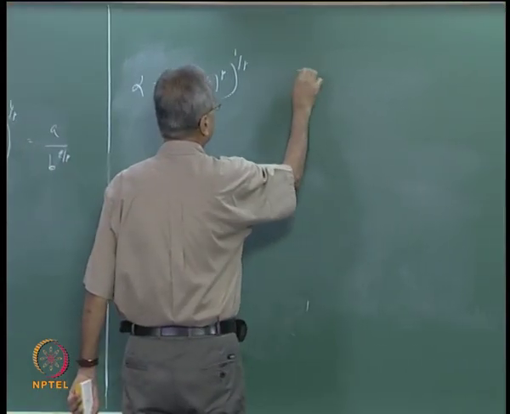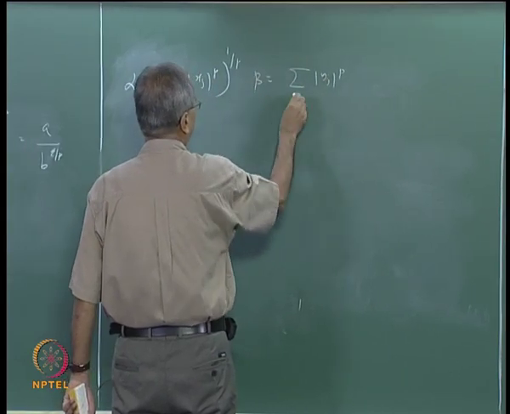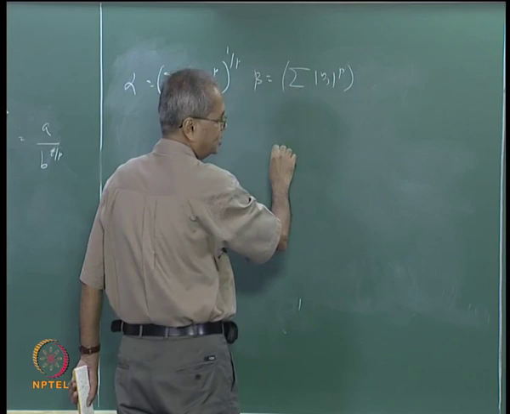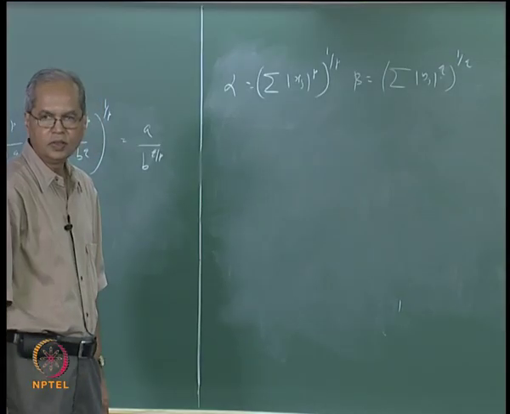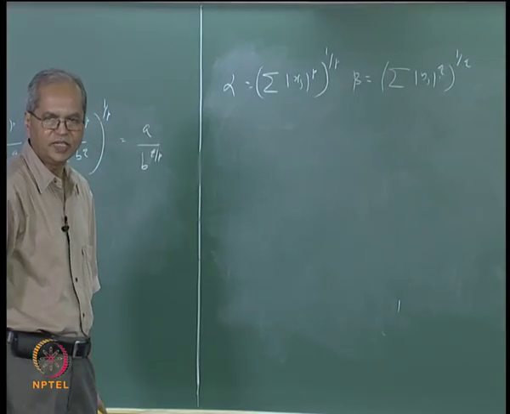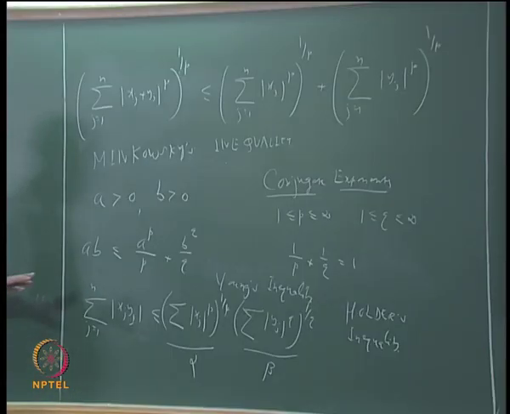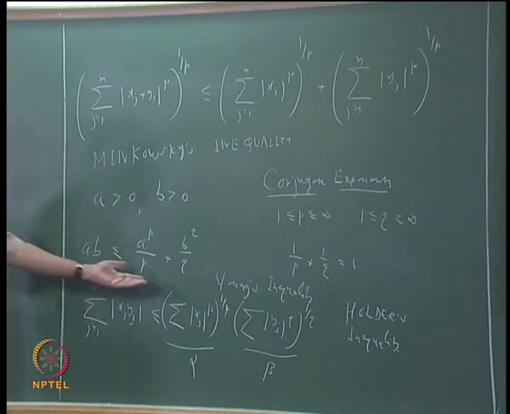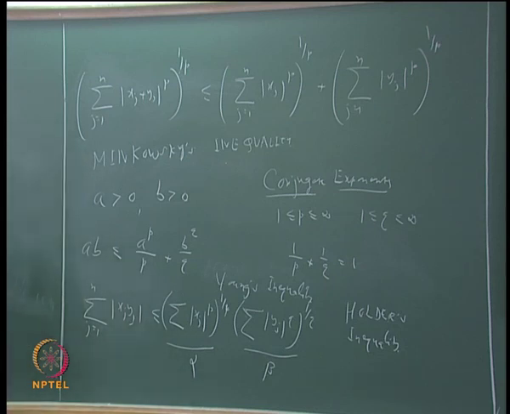and beta is sigma mod yj to the power q, that is not p but q, whole to the power 1 by q. Now let us first dispose of the trivial case. Suppose one of them is 0, say suppose alpha is 0. If alpha is 0 then all xj's are 0. Then the left hand side is 0, and the right hand side is anyway a non-negative number. So if alpha is 0, it follows trivially.